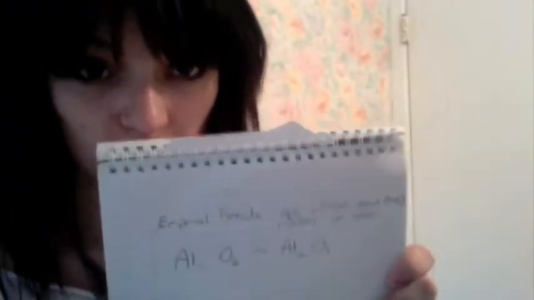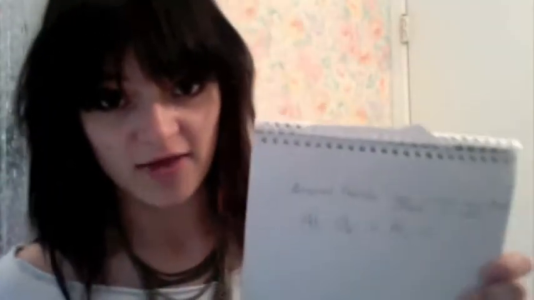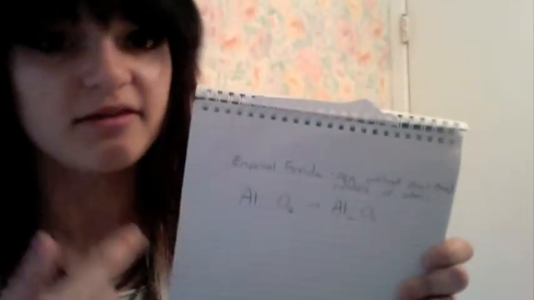The equation I just showed you is in the empirical formula. The empirical formula of an equation means that it's just the basic equation showing you what two atoms go together and what they make. It doesn't show you the exact numbers of how many molecules would go into it, and that's what we're going to find out. So this is the empirical formula. This is not the end.